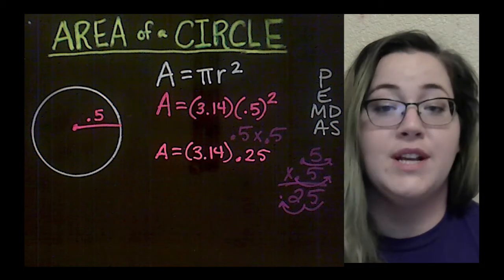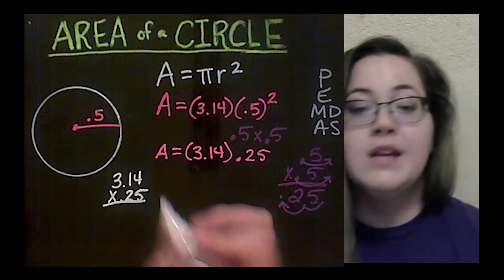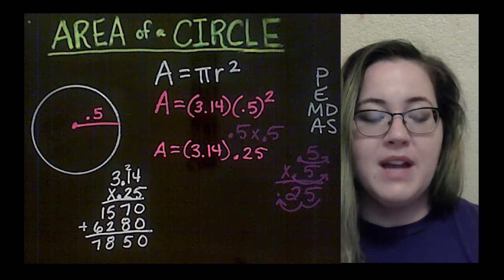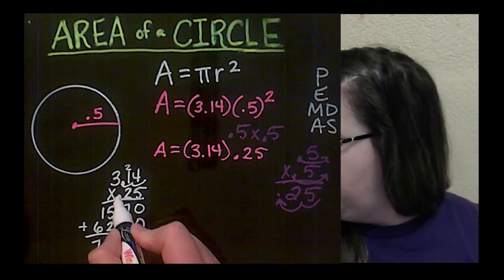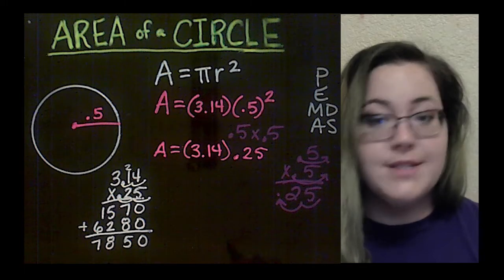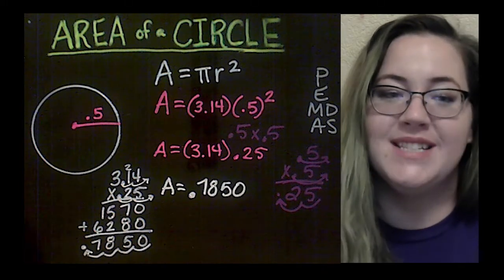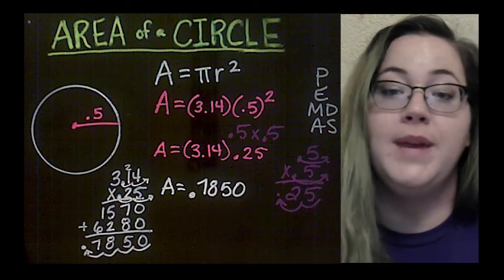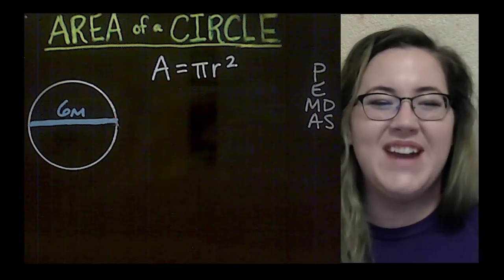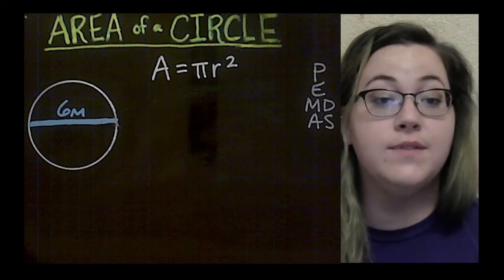I still have that 3.14 that I need to bring down to continue my work. Okay, the only operation left is multiplication. So 3.14 times 0.25. Now I have 4 numbers behind my decimal. 1, 2, 3, 4. So I need 4 numbers behind my decimal in my answer. So in a circle with a radius of 0.5, the area would be 0.7850.